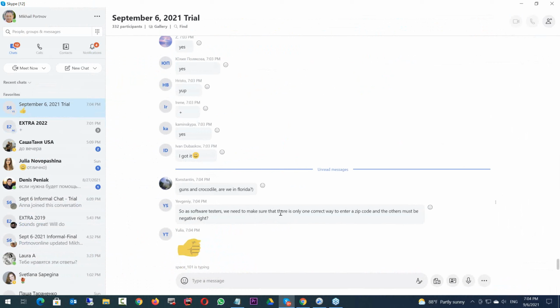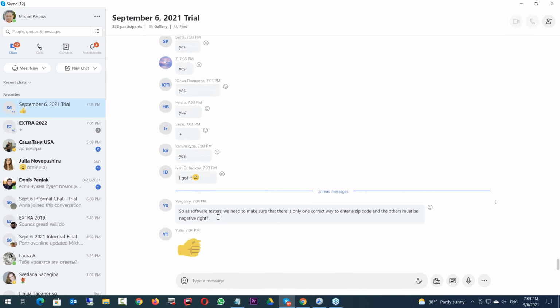So as software testers, we need to make sure that there is only one correct way to enter a zip code, and the others must be negative, right? We will discuss at some point how test cases are created. But the point here is, if you have one example, one member of a bigger class, let's say we talk about digits, and let's say digit 7 is a member of the class digits. If you take a random number out of the class and the application says wrong, then you might have an idea that probably the entire class is wrong. It will not accept any member of that class. So that is how that concept works.